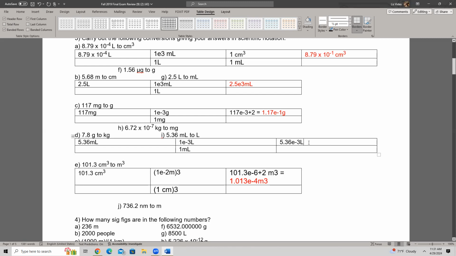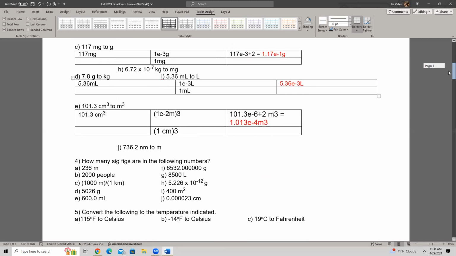And there you go. If you were to want it in actual numbers, that would be 0.0536 liters. But I'm not going to change that. I'm just letting you know that. Okay, so that's all of those, I believe, so far.